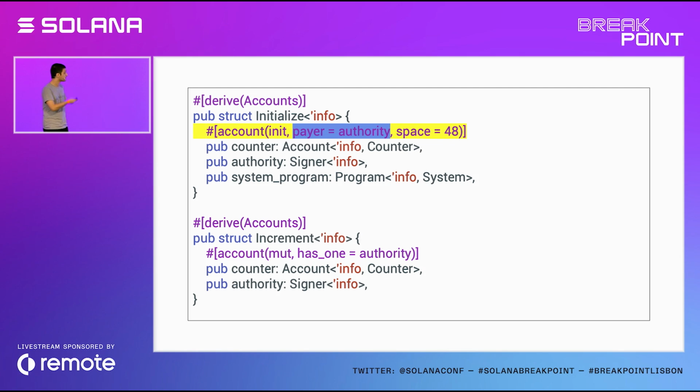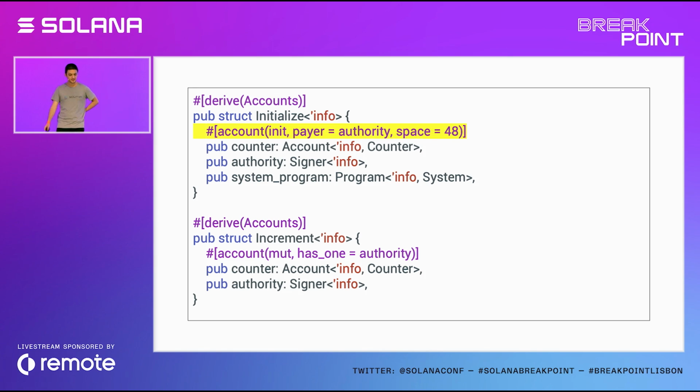So here we're specifying payer is equal to the authority. And that authority is just another account in the struct. So that's going to be the wallet that pays for the rent exemption SOL. And then lastly, we have space. It's going to be 48 bytes. That's just the space for our counter.